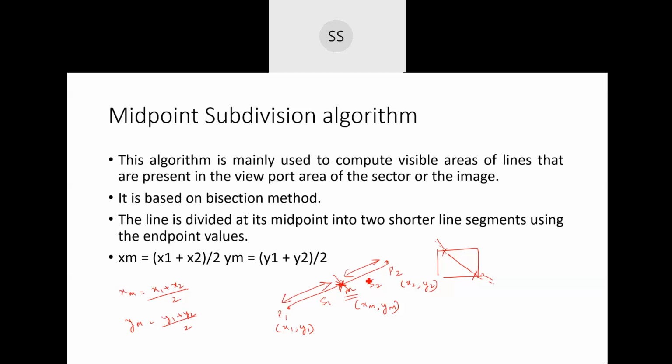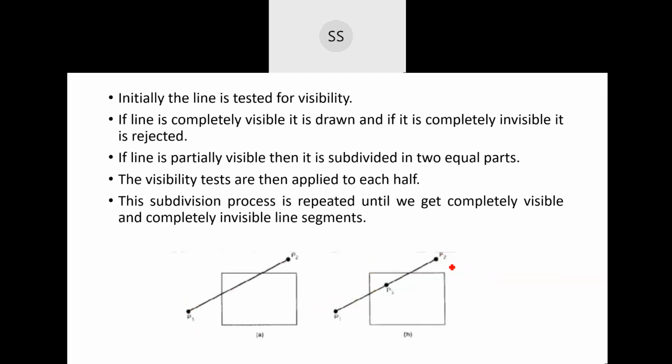So we will see what processing is done on this to find whether the line is within the window or not. First of all, initially the line is tested for visibility.